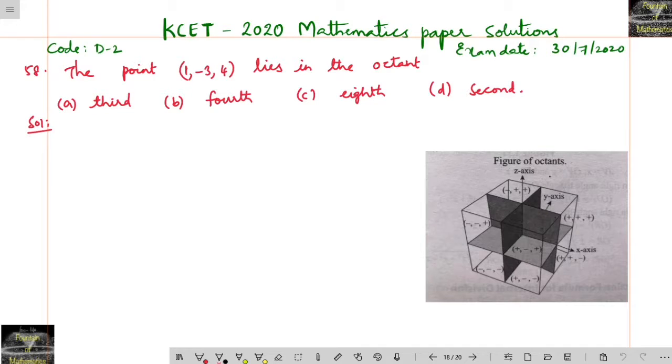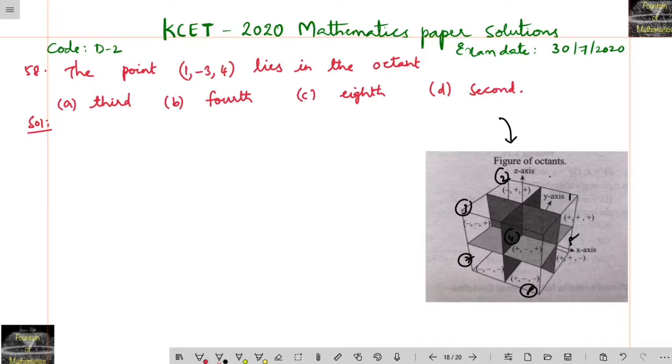So here's the problem, the 50th question: the point 1 comma minus 3 comma 4 lies in the octant. So what is an octant? I have drawn the figure to show you clearly. This is a three-dimensional figure. We can observe that when the planes cut, we get eight spaces, like eight rooms: this is 1, 2, 3, 4, and again this is 5, the next is 6, this is 7, and this is 8, right?